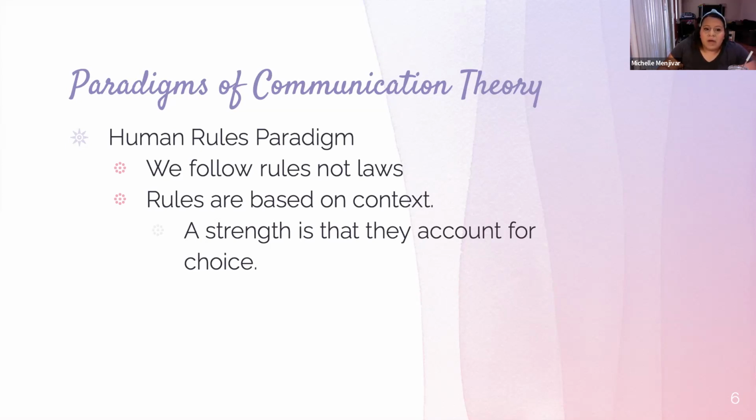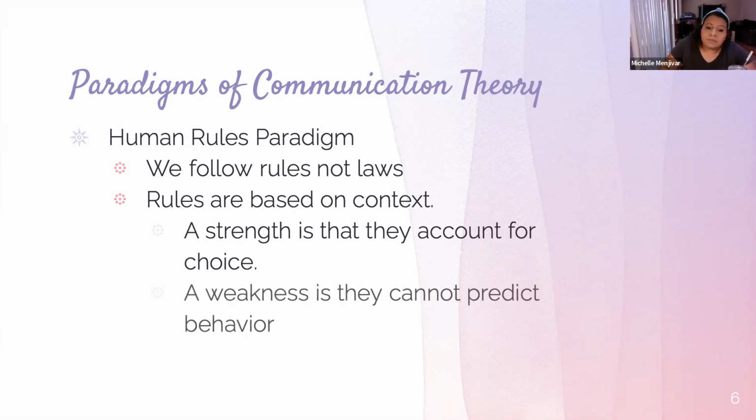And the benefit of having this paradigm is that they account for choice. They see that, yes, there are certain rules, but obviously a person can break those rules, make up their own rules, and they look at context when it comes to that. One of the weaknesses is that because it's focusing on rules, and rules can be broken and rules can be changing, and there is that agency and choice of the individual, obviously it's really hard to predict behavior, because if anything can be broken, if anything can be changed by an individual, how much can you predict that behavior?